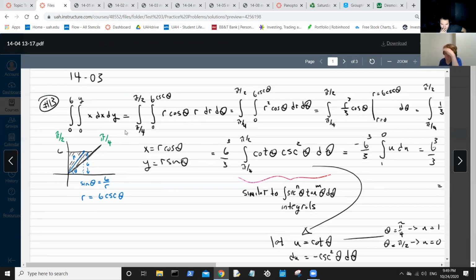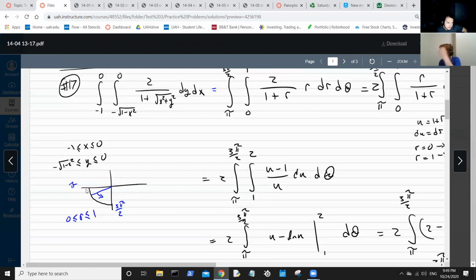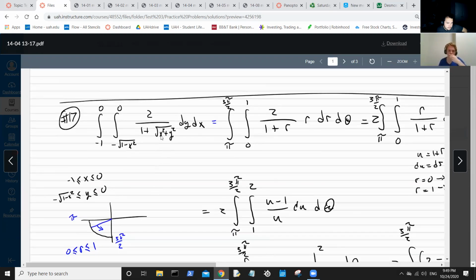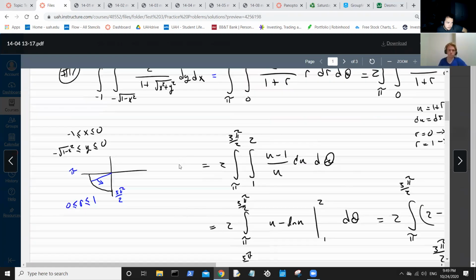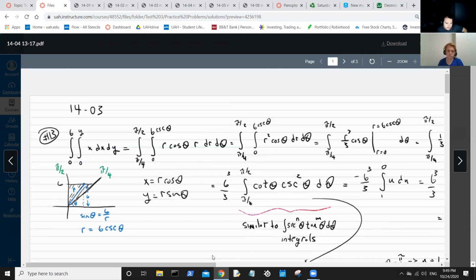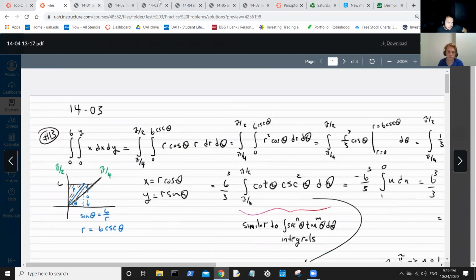Interesting. Let's see, his 17. Does he draw a figure here? His 17 is interesting. Oh, no, he doesn't do 15, did he? Okay, so 17 is just the one we're about to do then. All right, let's just do 17 quickly then.